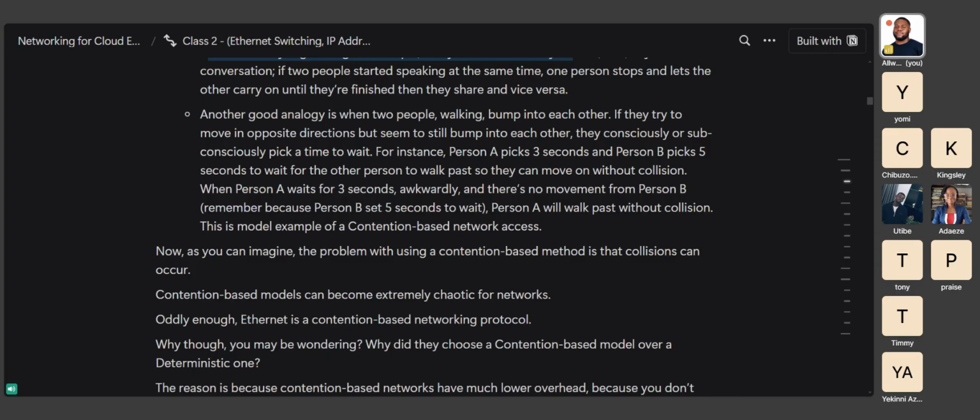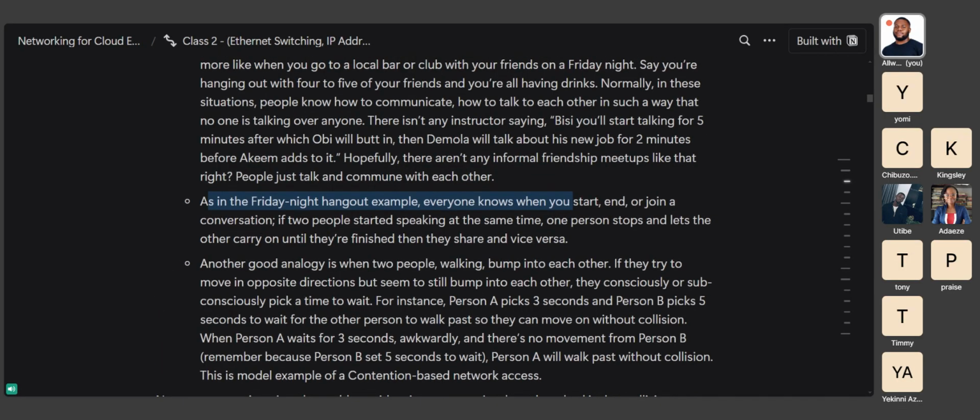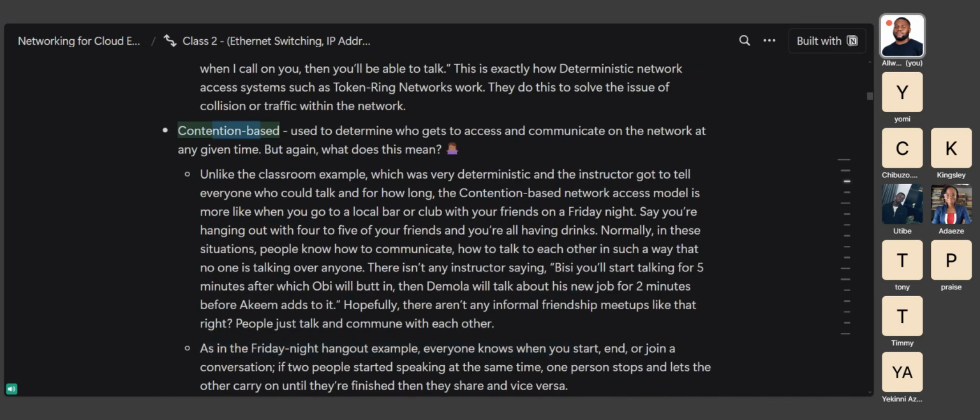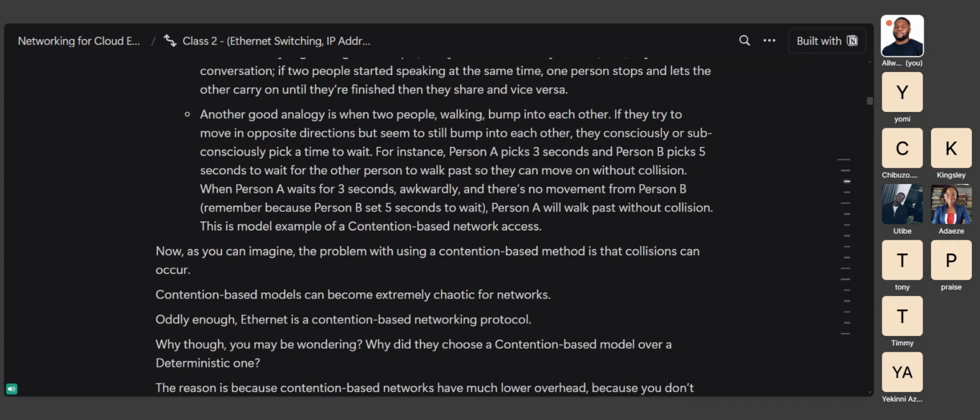So imagine you're taking a walk and then you bump into someone else, right? If you try to move the opposite direction and the person also does the same thing, and the both of you just keep going back and forth, at some point you decide to just pick, like, maybe 2 seconds to wait for the other person to pass. If the other person passes or doesn't pass after 2 seconds, then you would move, right? So that is exactly how the contention-based network access model works. I explained it here. Okay.